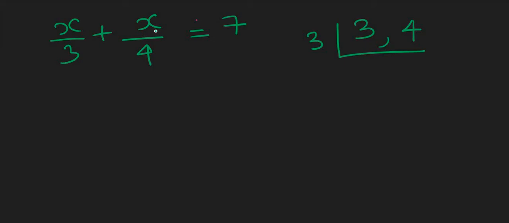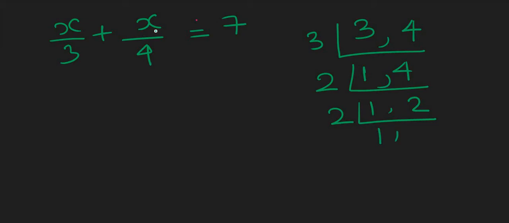3 divided by 3 is 1. 4 doesn't divide by 3. 4 divided by 2 is 2. 1 will stay as it is. 2 divided by 2 is 1. Therefore, we have 2 multiplied by 2 multiplied by 3, which is 12. Now we have our common denominator.